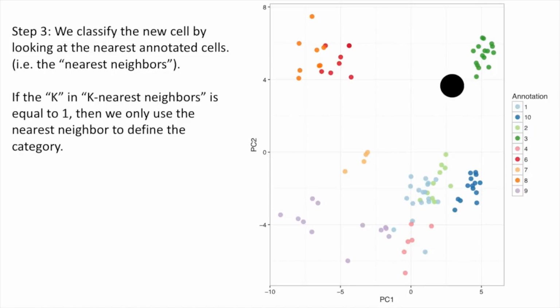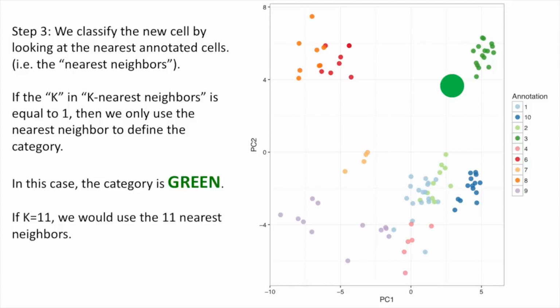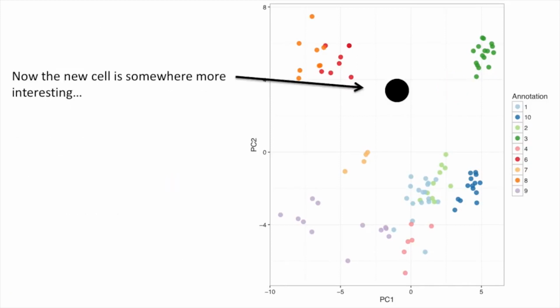If the k in k-nearest neighbors is equal to 1, then we will only use the nearest neighbor to define the category. In this case, the category is green because the nearest neighbor is already known to be the green cell type. If k equals 11, we would use the 11 nearest neighbors. In this case, the category is still green because the 11 cells that are closest to the unknown cell are already green.